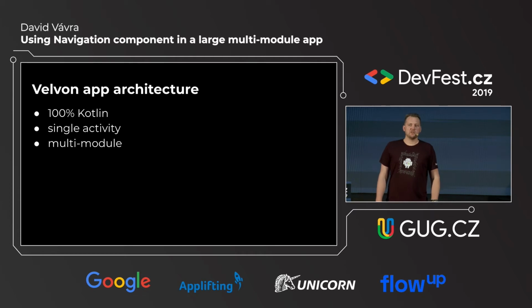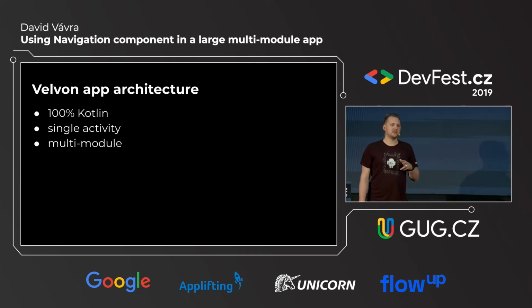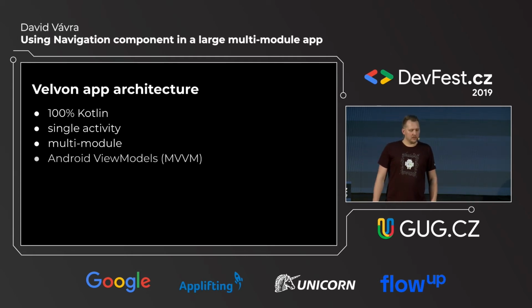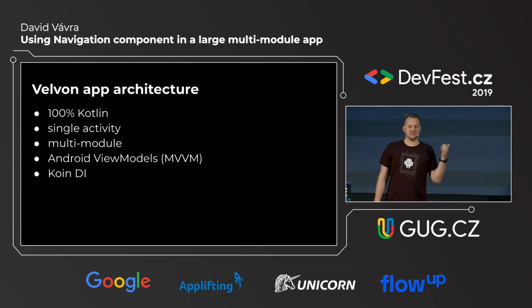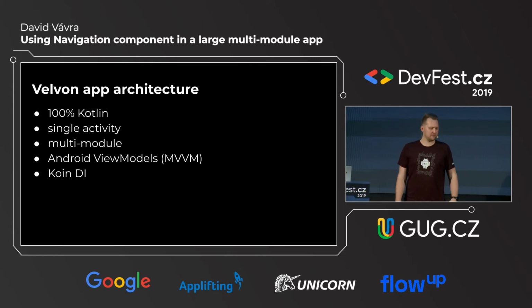The app is multi-module, so we have a lot of modules. Such as it's recommended today, it speeds up build time quite a lot. And as architecture for the screens, we use MVVM, Android view models, standard thing today. For dependency injection, we don't use Dagger. We use Koin, much simpler DI than Dagger, in my opinion.